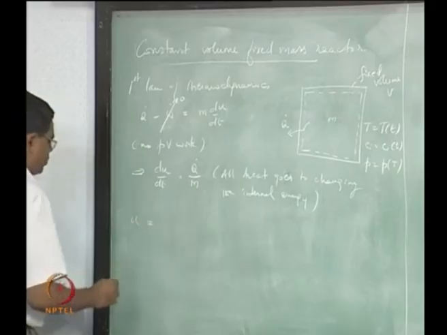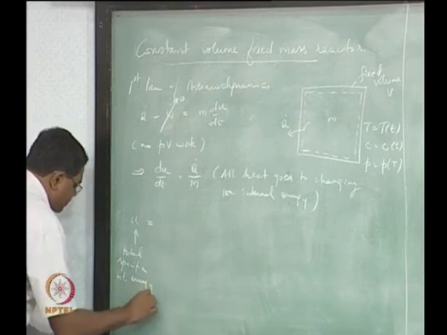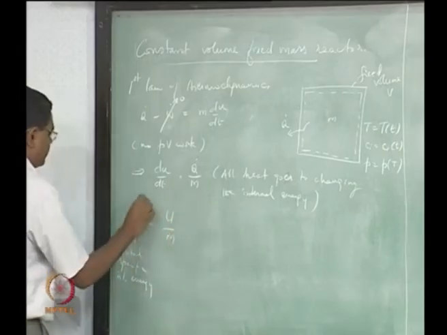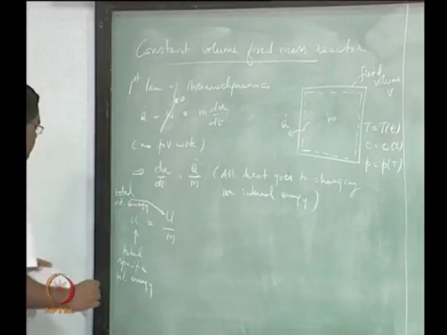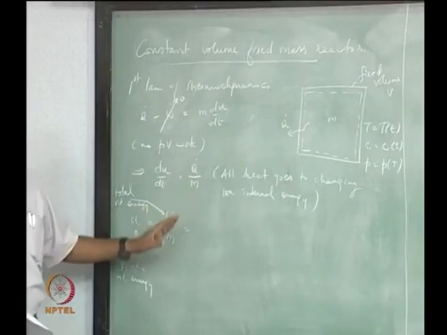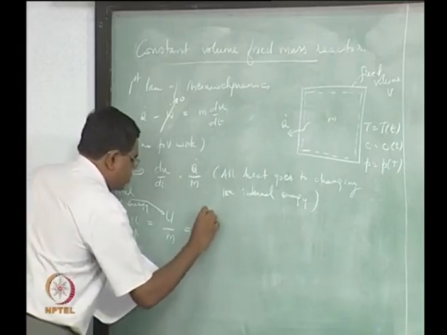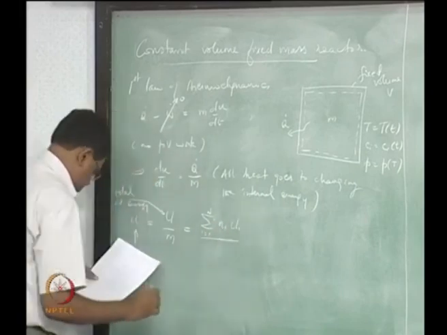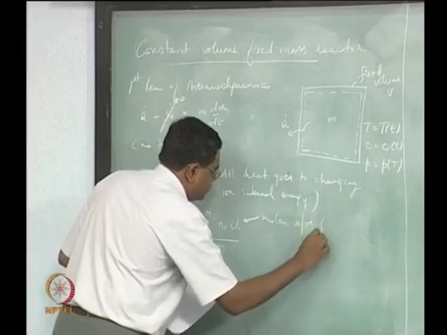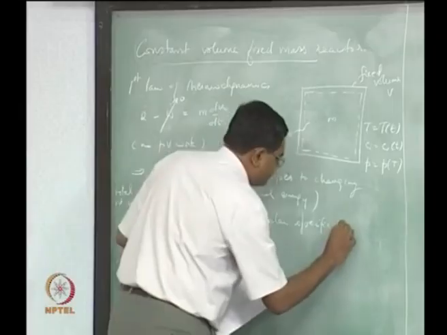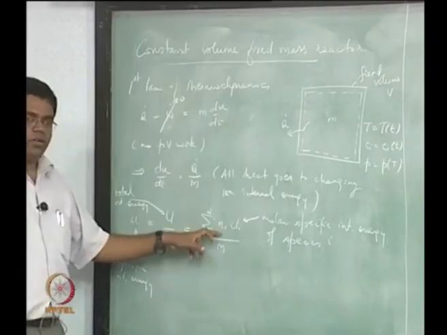That is, we will now say we have a U. This is a total specific internal energy. This is now capital U divided by M. This is now total internal energy, right. Previously we had a small h is equal to capital H divided by m. Instead of that, we are now looking at internal energy. So this is sigma i equals 1 to n, ni capital Ui divided by m. Now capital Ui is a molar specific internal energy of species i. Ni of course continues to be the number of moles of species i.